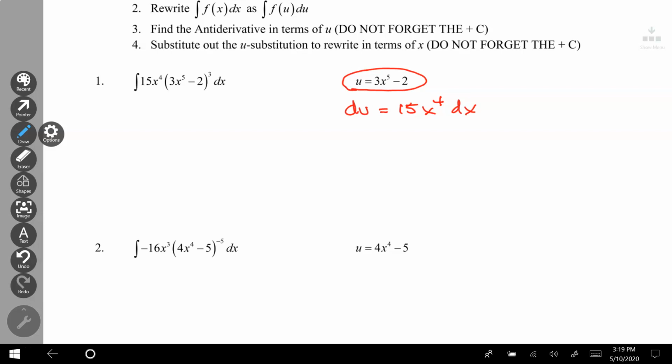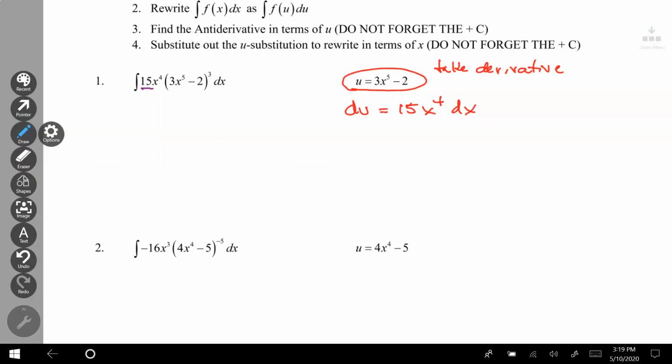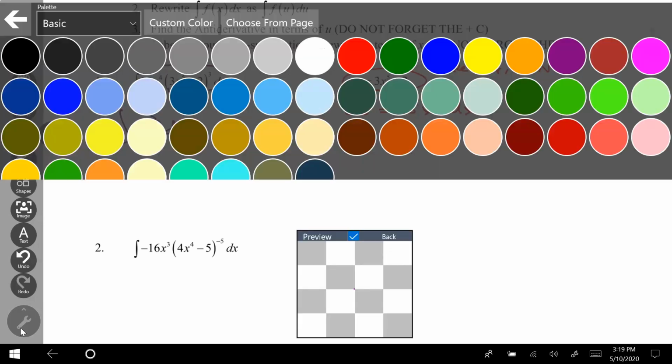And then I look here and I'm like, wow, that is what I have in the problem. I have a 15x to the 4th dx. And that could go away, and that becomes du. And this part here is the u, and I can rewrite this as the integral of u to the 3rd du. And now it's a much easier antiderivative to take.